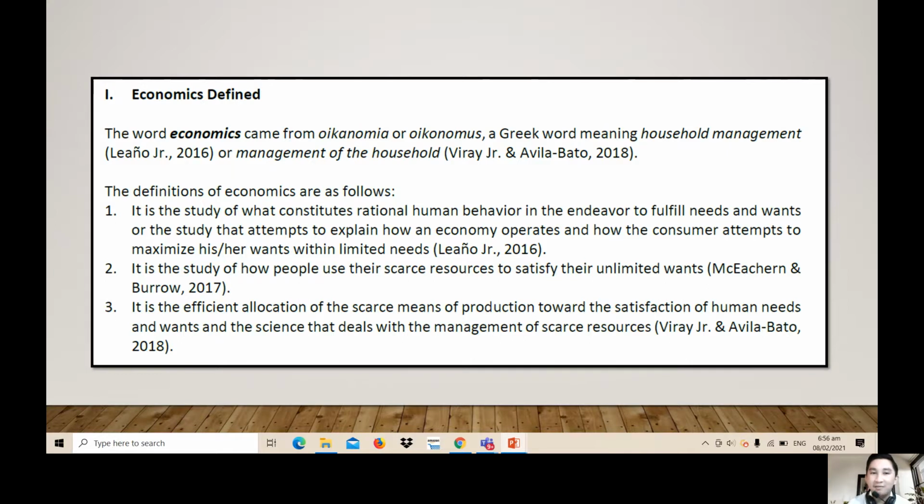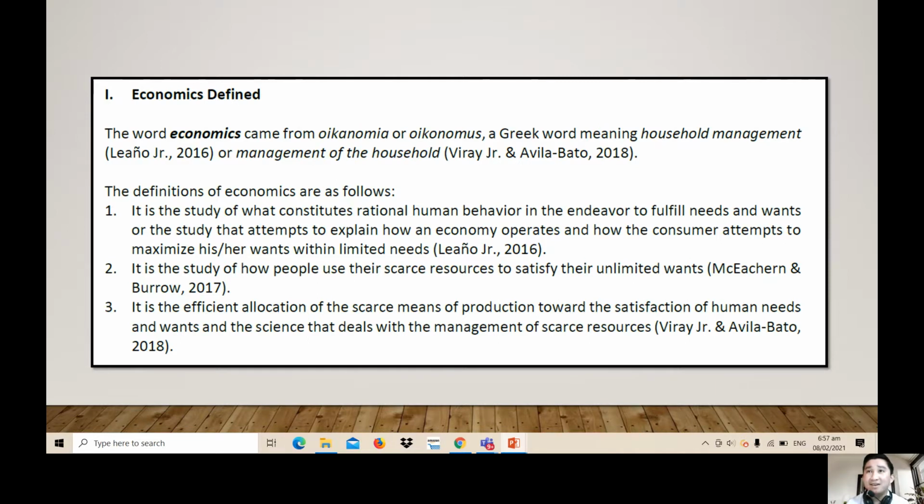It is also the study of how people use their scarce resources. Yes, our resources are not unlimited, diba? Nagkakaroon tayo ng shortage. It's because we are so many in the Philippines, or even not in the Philippines, but our resources are constant. Hindi naman dumadami. So, limited lang siya. Economics is the study of how to use these scarce resources to satisfy their unlimited wants.